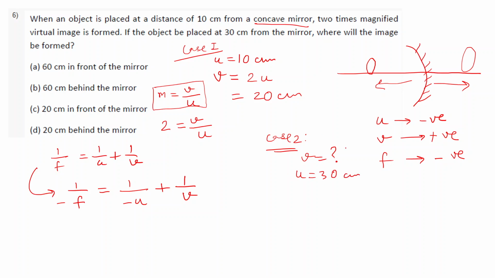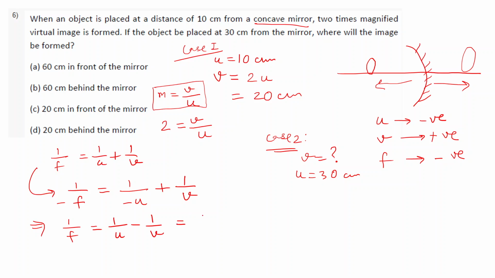For this information we need to know the focal length, and to find out the focal length we will use the first case, because here we know the image distance and the object distance. So we will find out focal length from here, and then we will use that focal length value for the second case to find out the image distance. Okay, so from this we will try to find out the focal length. So this will become 1 over f, this will become 1 over u, this will become minus 1 over v. I am taking the negative sign to right.